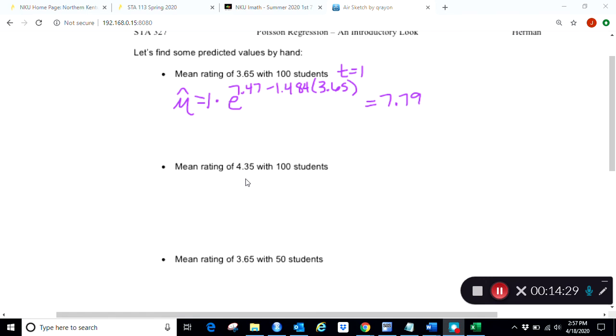If I want to do my mean evaluation rating of 4.35 with 100 students, my t would still be 1, because we're still working with 100 students. So the only thing that actually would change here in our equation from above is that evaluation rating that we're going to plug in. Now I would expect my answer to be less than 7.79 because I have a higher evaluation rating. And so we would get 2.76 here.